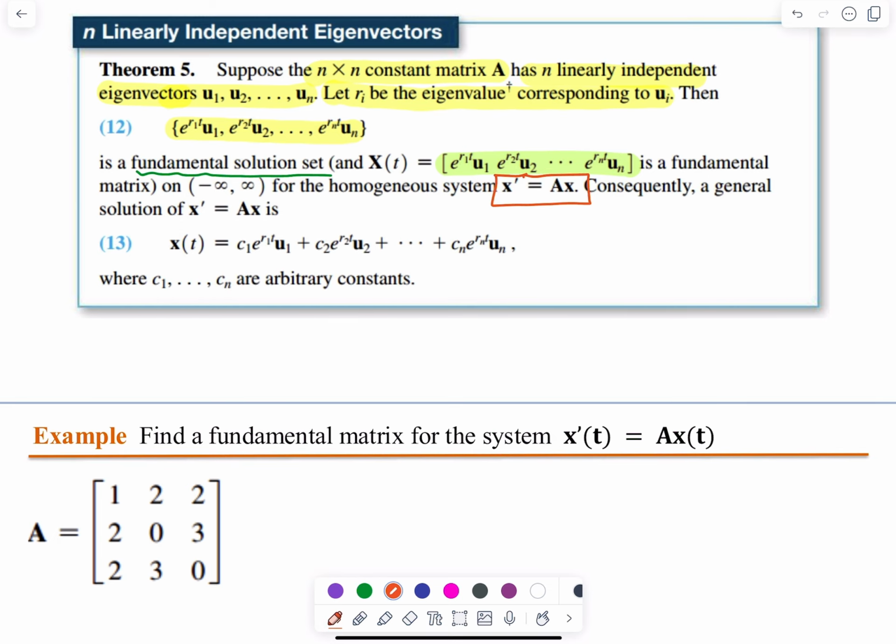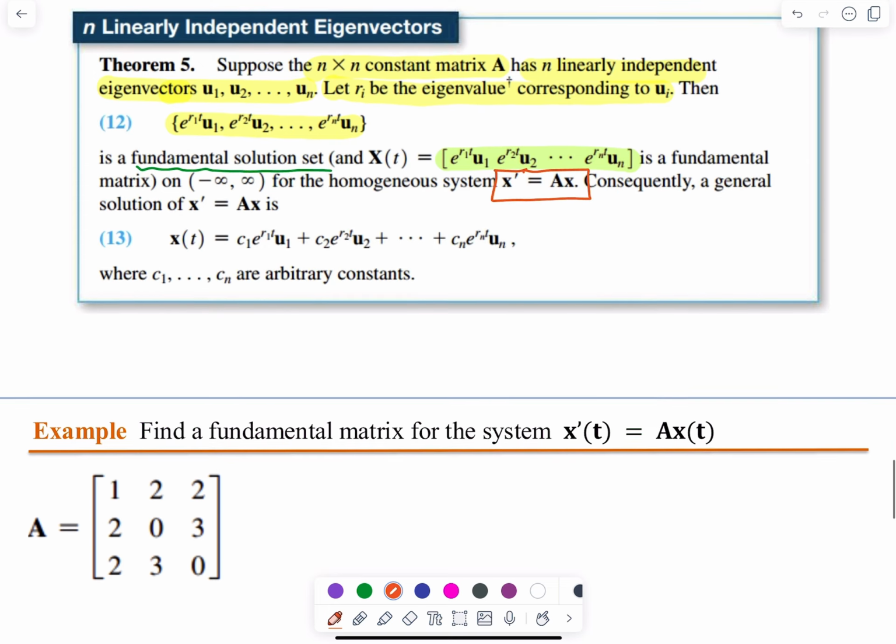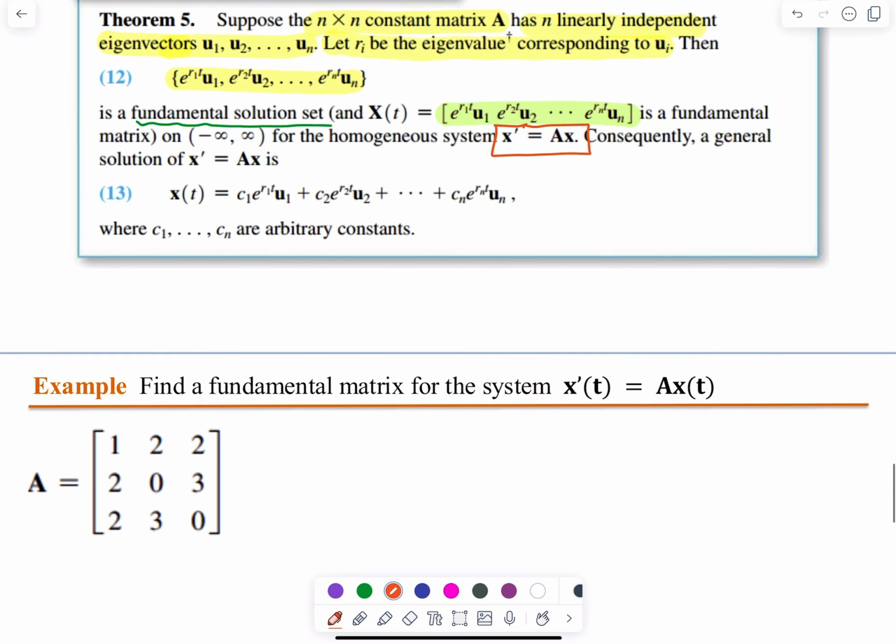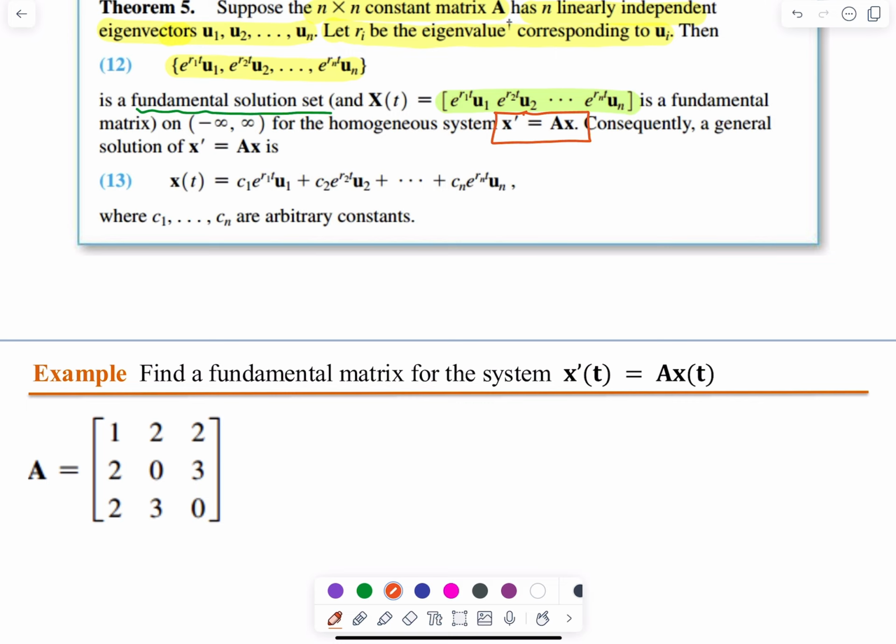Consequently, a general solution of x prime equals Ax is shown as x of t equals this. You can see that we have arbitrary constants and e to the r1t and e to the r2t and so forth. So let's give this a try.